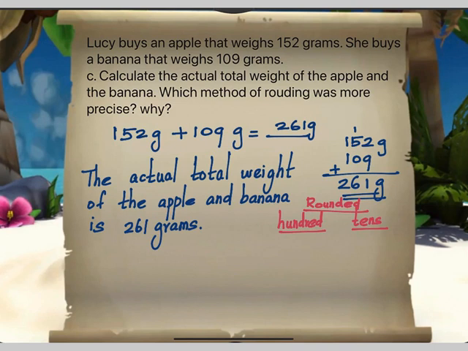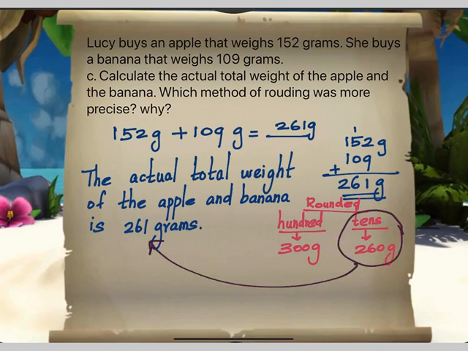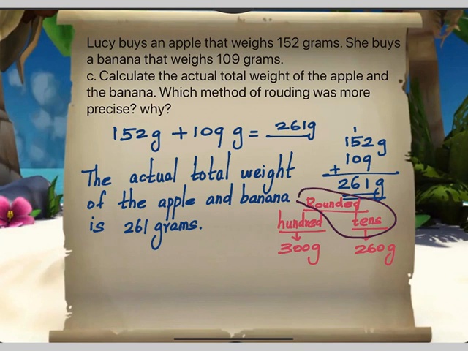So when we rounded to the nearest 100, we got the answer to be 300 grams. And then when we rounded to the nearest tens, we got the answer as 260 grams. So which is closer to the actual total weight? Yes, 260 grams is closest to 261. That means when we round to the nearest 10, we get the more precise answer, or you can say more correct answer.